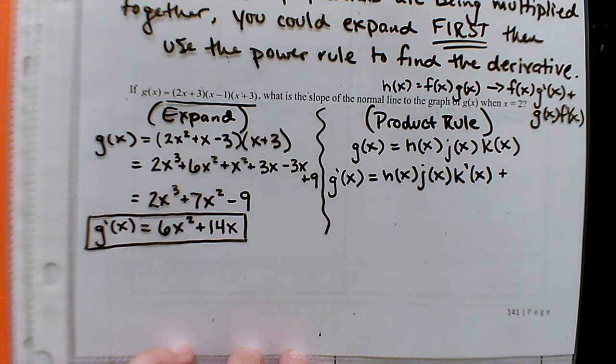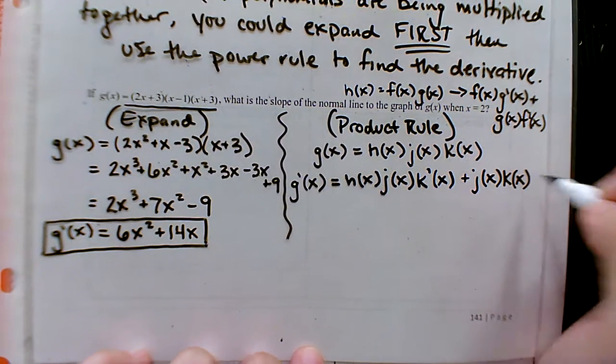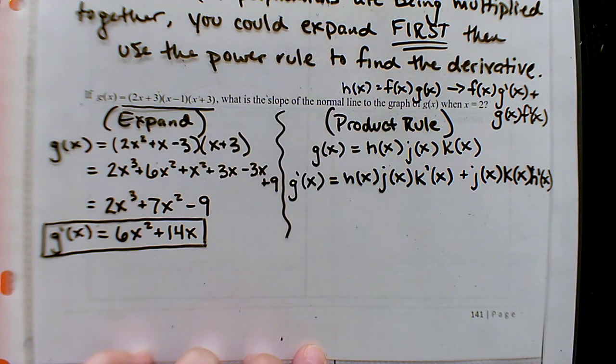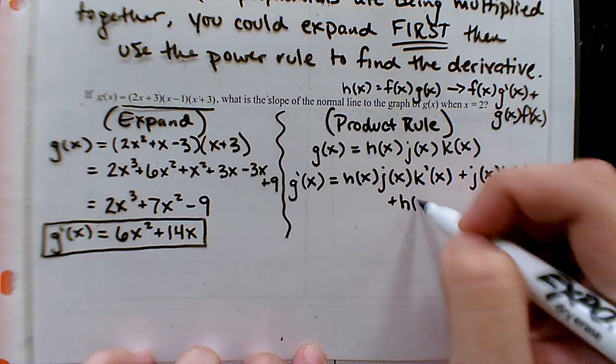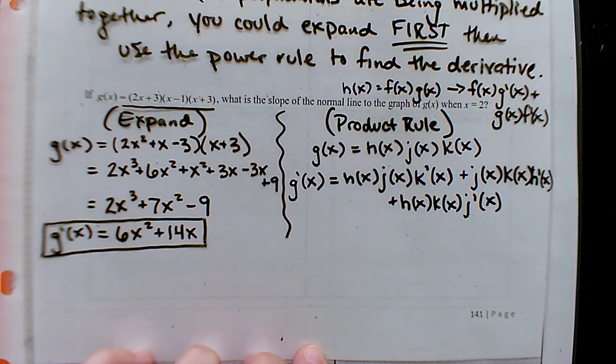Let's go ahead and add another combination. Keep two functions the same times the derivative of the third. You want to keep j the same and k the same. We then have to multiply by the derivative of h. Is there another combo? Keep h the same and k the same. We'd have to multiply by the derivative of j. I think that's the last one, right?